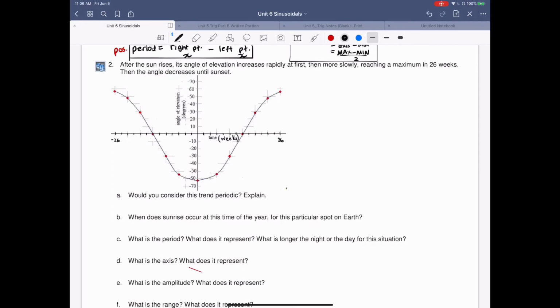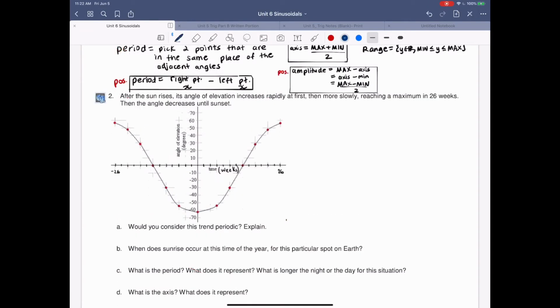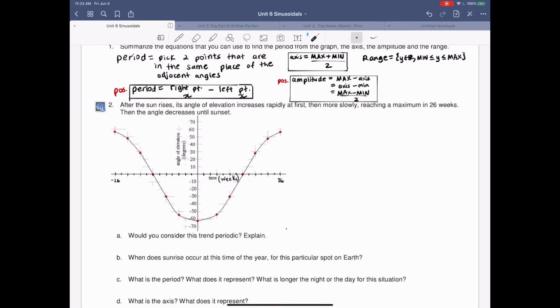So for question 2, after the sun rises, its angle of elevation increases rapidly at first and more slowly, reaching a maximum in 26 weeks. Then the angle decreases until the sunset. So for this place on Earth, this is what the angle of elevation looks like depending on the number of weeks you're at. One way that you could tell is that if you were to continue this trend, it will likely follow this periodic trend. And so that's one way to check.